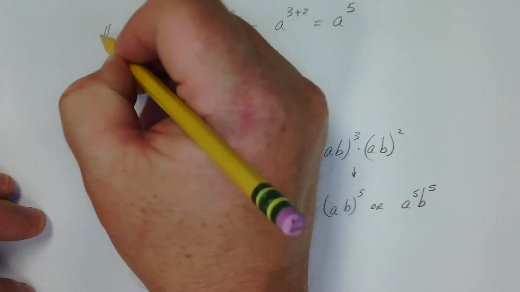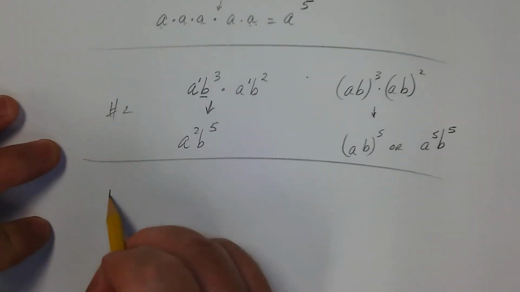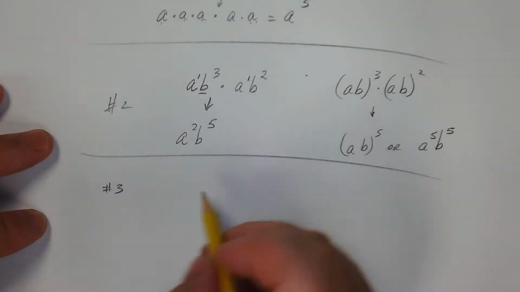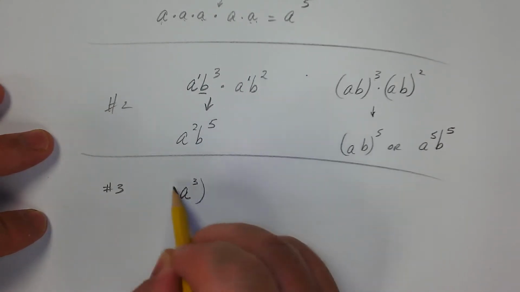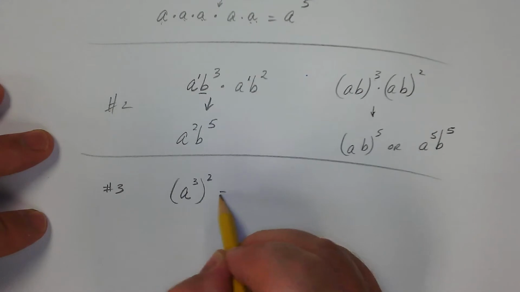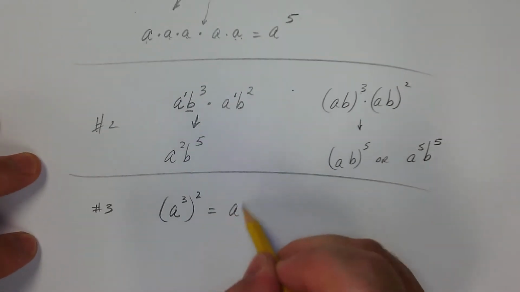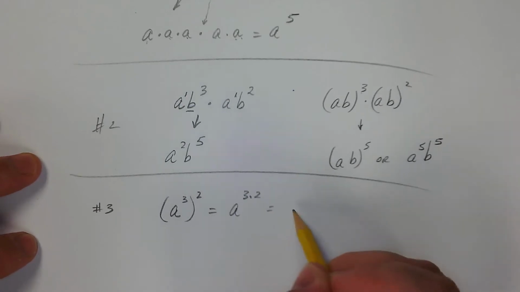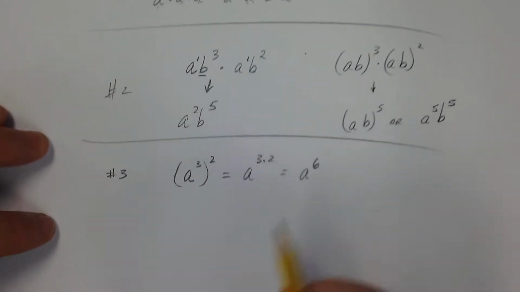So this is part 1. This is part 2. Let's do part 3 now, shall we? Part 3. Let's say we had a to the third, squared. Now, the rule is when you raise a power to a power, then you multiply. So this would be 3 times 2, and so that would be 6, of course, right? But let's see why that's true.